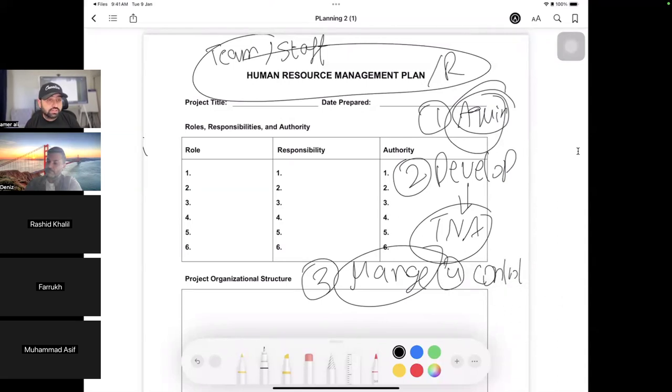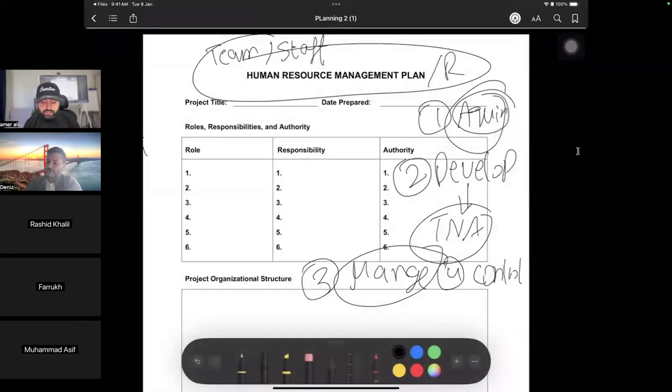Because that's another topic that we need to see. As project managers, we need to see how we are going to acquire the resources, develop them, manage them, and finally release those resources.